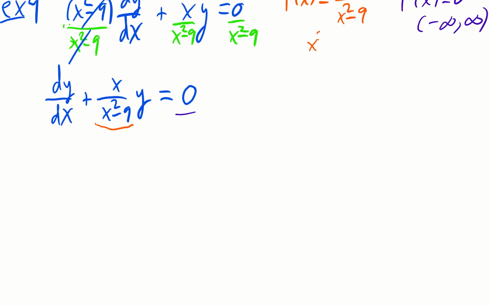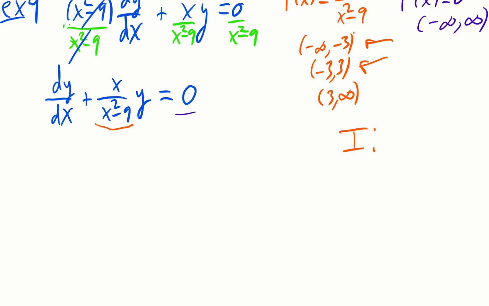But for p of x, we know that the denominator cannot be 0. So x squared minus 9 cannot be equal to 0, which means that x squared can't be 9, which means that x cannot be equal to plus or minus the square root of 9, which is 3. So for p of x, it has three intervals of definition. It's defined from negative infinity to negative 3, from negative 3 to 3, and from 3 to positive infinity. And if we come up with a solution to this differential equation in general, it's going to have to be on one of these three subintervals.